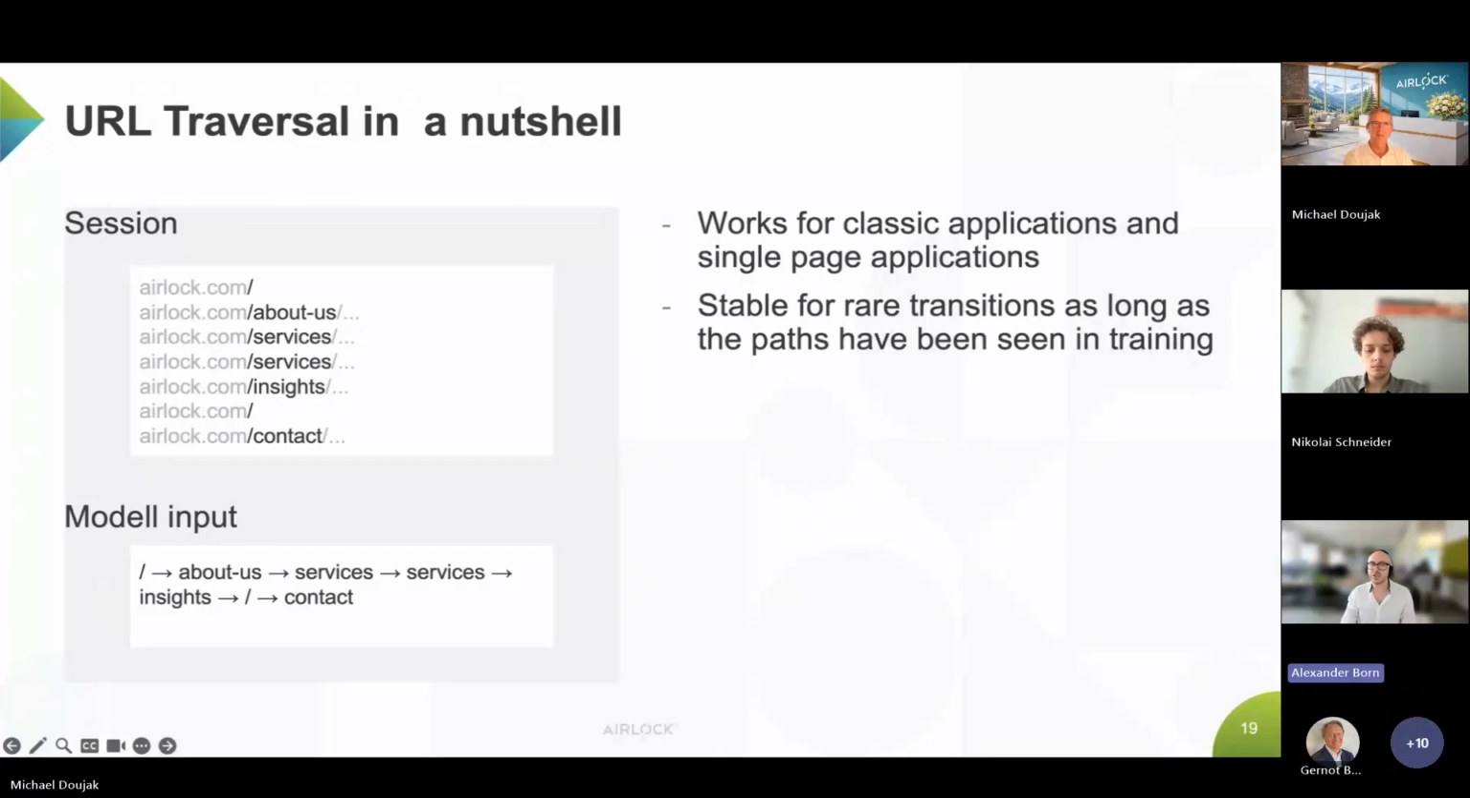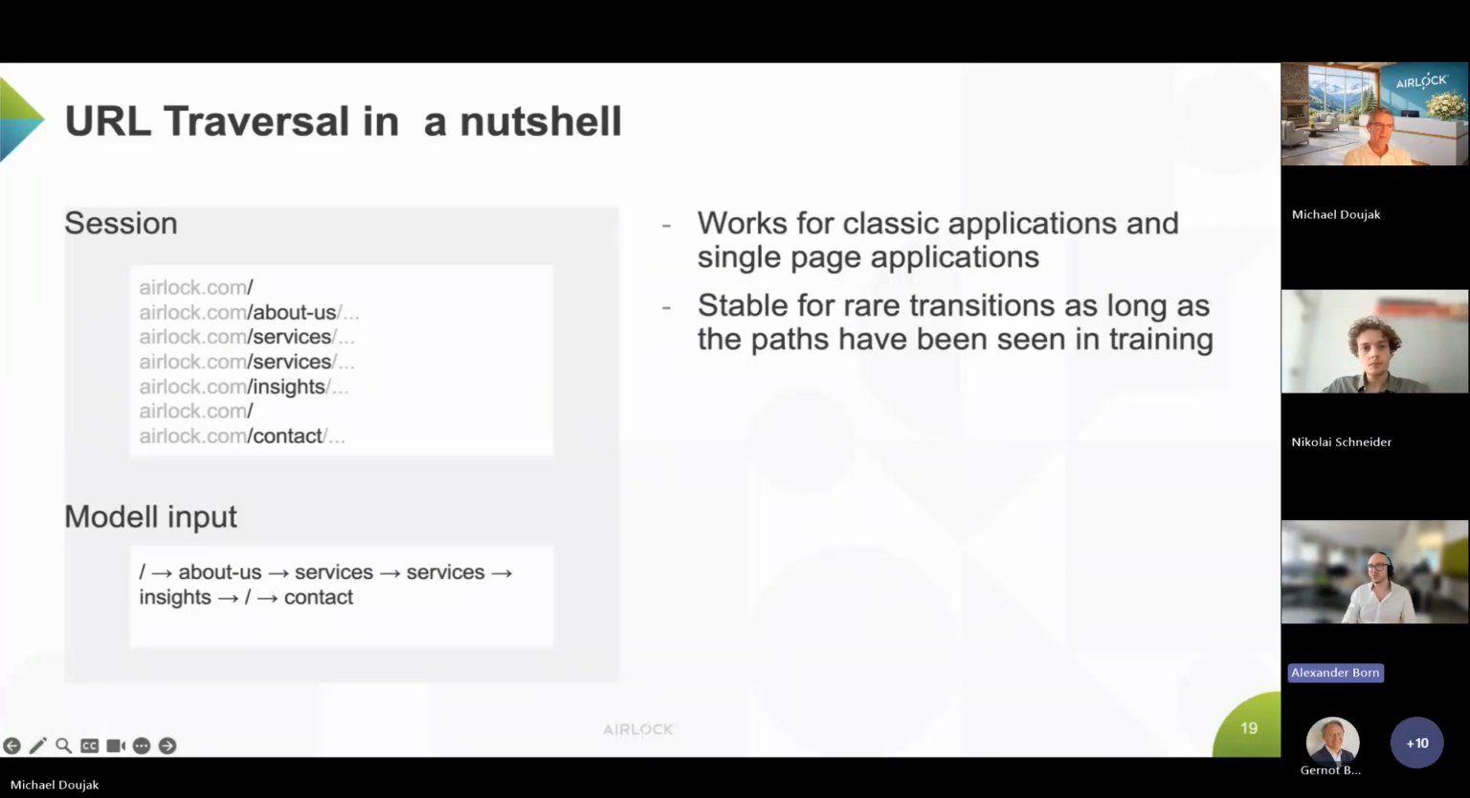And then our abstraction is to say, okay, you're basically traversing from one large area to the next area. Then you stay in the same area, then you traverse to the next area, then you maybe jump to the root, and then you go to the next area. And that's the model input. You basically see about us, goes to services, stay in services, then you jump to the next area, and then basically you go twice again. And that's what the model sees and evaluates.